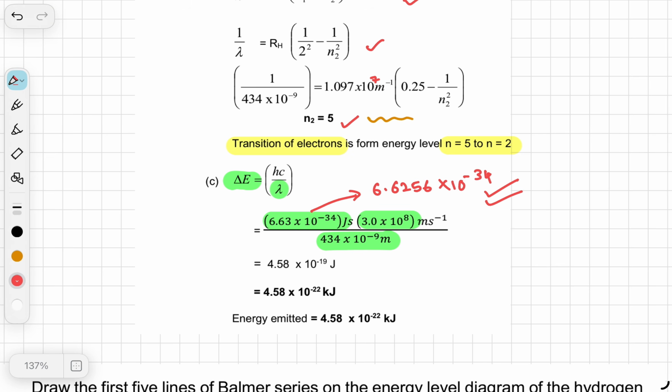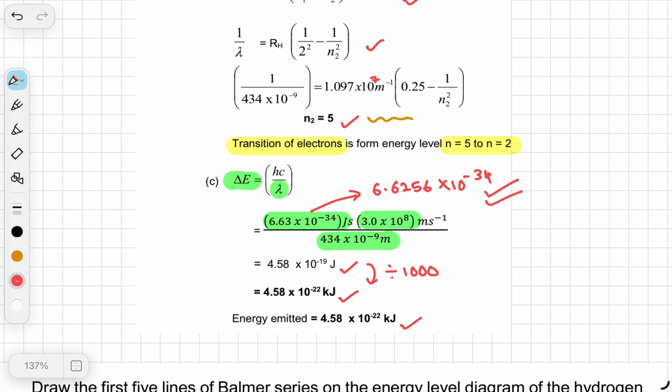Alright, so now we have energy in joules, but the question specifically wants you to give your answer in kilojoules. Therefore, going from joules to kilojoules, we would divide by 1000, right? And when you do that, you would get that answer, and the energy emitted would be this.